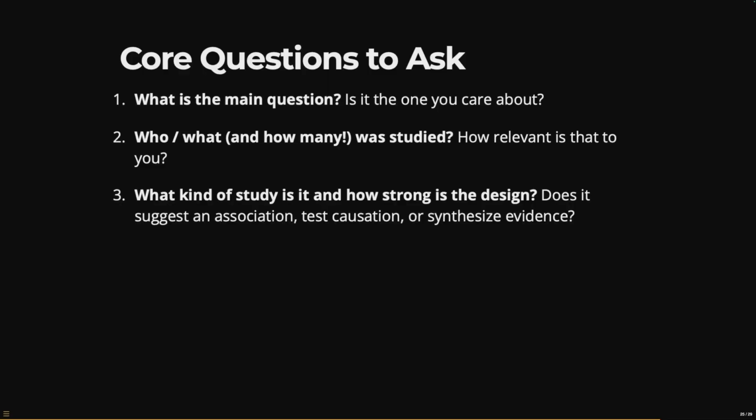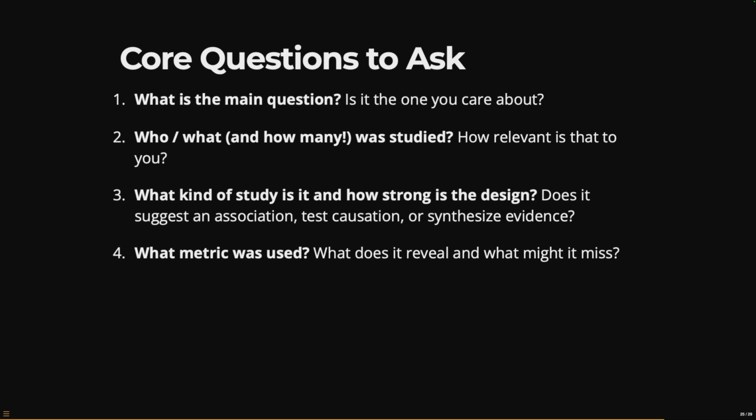All right. Moving on. Then, of course, you want to determine what kind of study design it is, and how strong a design it is. The basics are, is it just an associative study, like observational, or can it actually test a cause, like an interventional study or randomized controlled trial, or does it synthesize evidence? And if it does, what kind of studies is it looking at?